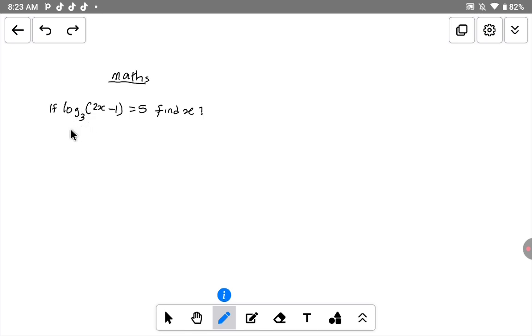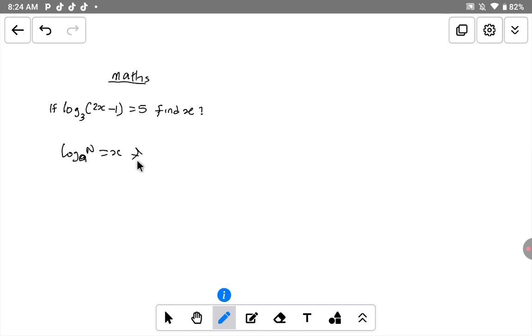Now, look at the law of logarithm. If you still remember, the law of logarithm states that if you have log base a of n equal to s, it means that this a is the base, and the base raised to the power of s gives the answer n.